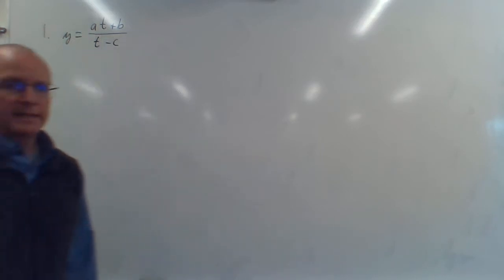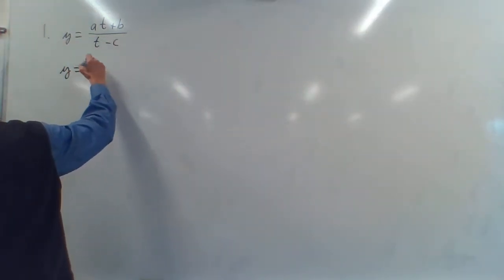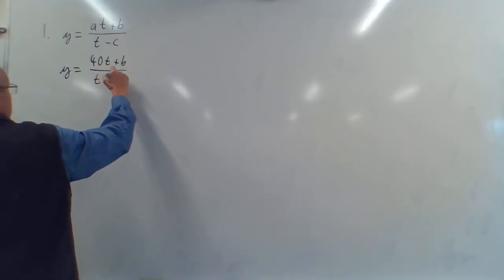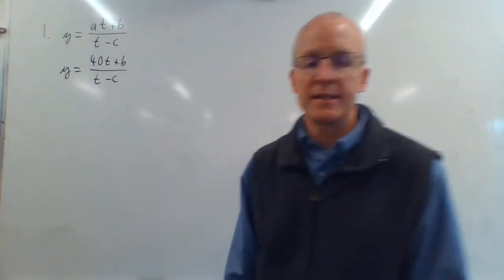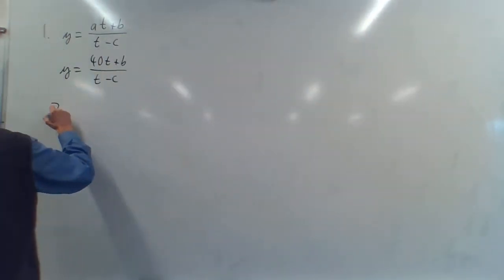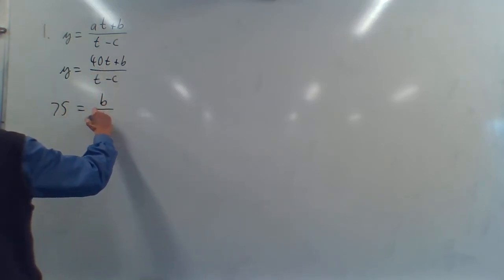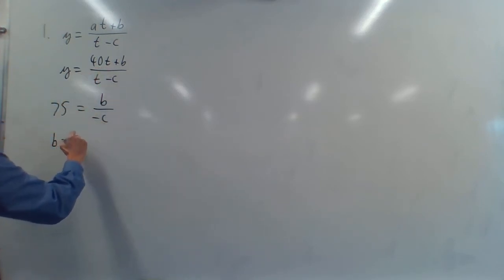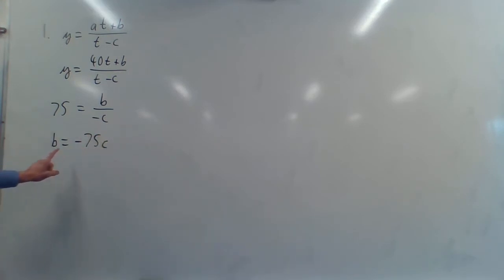In this case, I said that as time goes on, it reaches 40 degrees. So right away we know A is 40. We can rewrite this as 40t plus B divided by t minus C. Now you use the data points I give. I said at time 0, they start off at 75 degrees. So 75 is equal to, with t being 0, just B over negative C, or B is equal to negative 75C.